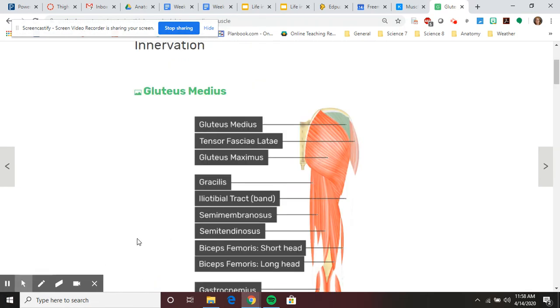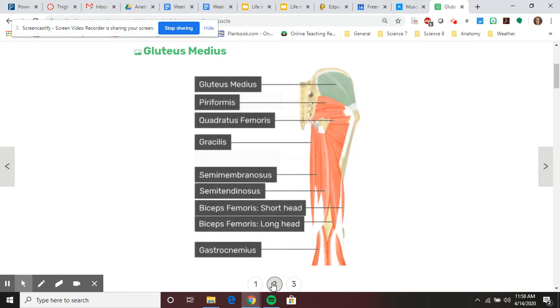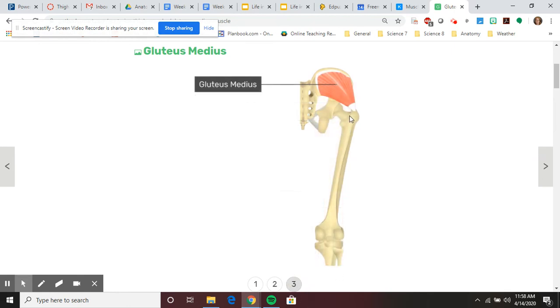The next muscle I have is the gluteus medius muscle. You'll notice that I did not put the gluteus minimus muscle on your notes. So there are 3 gluteus muscles, maximus, medius, and minimus. So medius means middle size, and minimus would have been smallest size. And this would be deep to the gluteus maximus. So you can see it here in green. And it's a fan-shaped muscle.